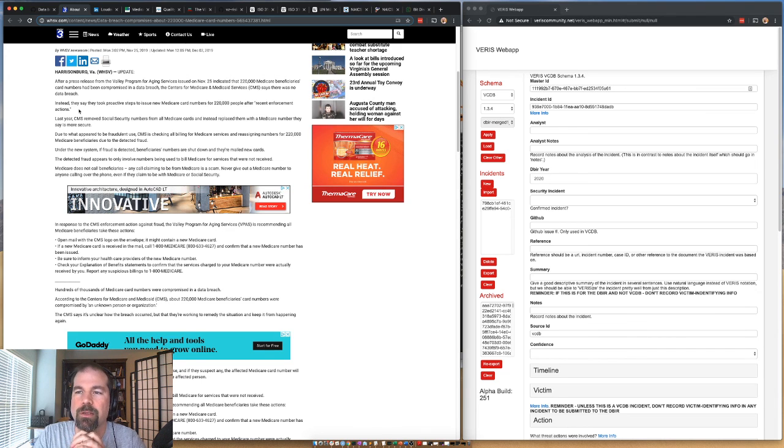Okay, last year CMS removed Social Security numbers from all Medicare cards and instead replaced them with a Medicare number. Good idea. Due to what appeared to be fraudulent use, CMS is checking all billing for Medicare services and reassigning a bunch of numbers. Under the new system, if fraud is detected, beneficiaries' numbers are shut down and they're mailed new cards. The detected fraud appears to only involve numbers being used to bill Medicare for services that were not received.